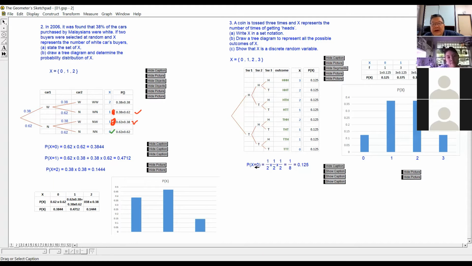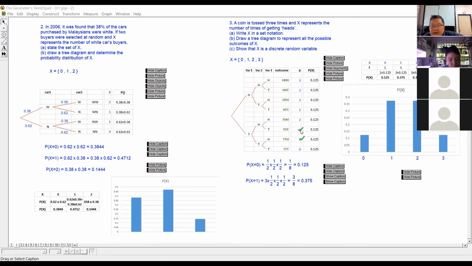If you want the probability of X equals 0, this one, there's only one case. So it's 1/2 times 1/2 times 1/2, which is 1/8, which is 0.125. Now, if you want X equals to 1, X equals to 1 has 3 cases. Where are the 3?